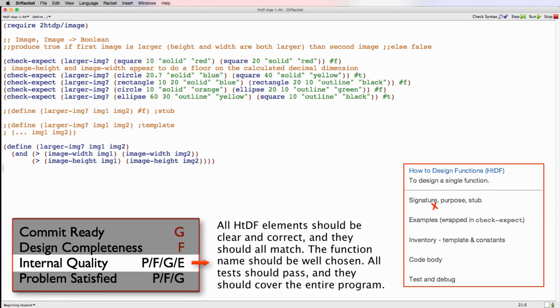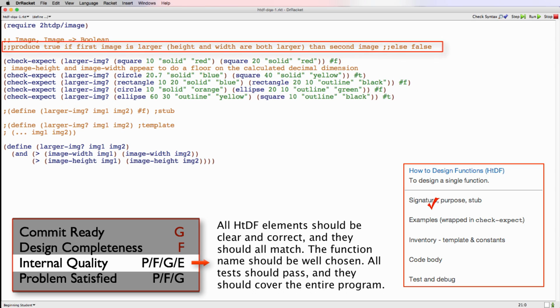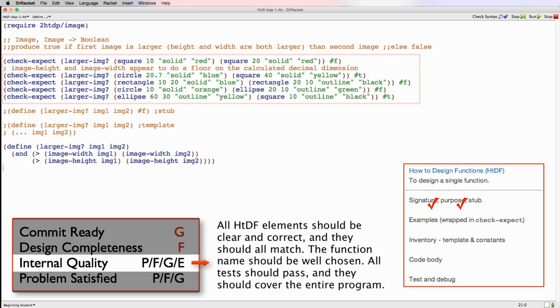Again, I use the recipe steps to drive me through the design step by step. There's the signature, and it is image to Boolean, which is what it should be. Later on in the course, we'll see examples where there are multiple signatures that could be correct, but really for this function, it's image to Boolean. It consumes two images. It has to produce a yes/no answer. That's a Boolean. The purpose is clear and succinct. It tells me when it produces true. It's very clear about that. Otherwise, it produces false.